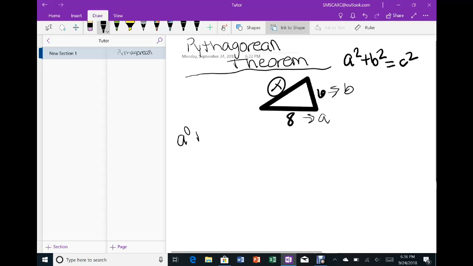Always remember to write the formula out if it's your first time, or one of your first times trying out a Pythagorean theorem problem, because it'll help you learn easier and you'll just get used to putting the formula down.